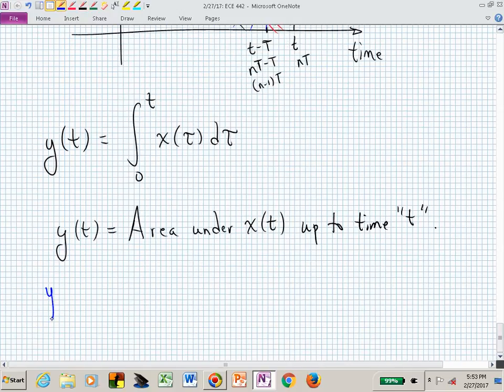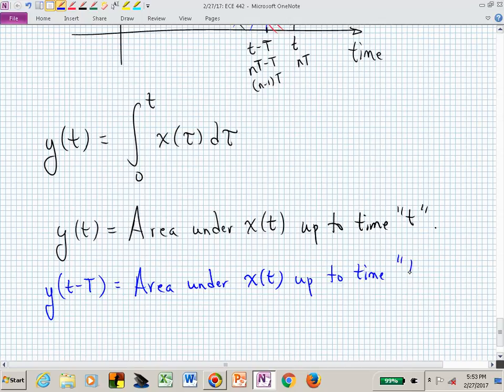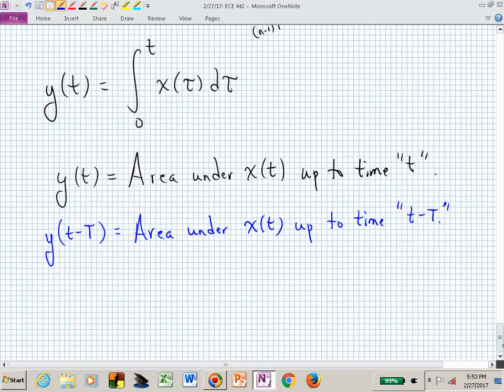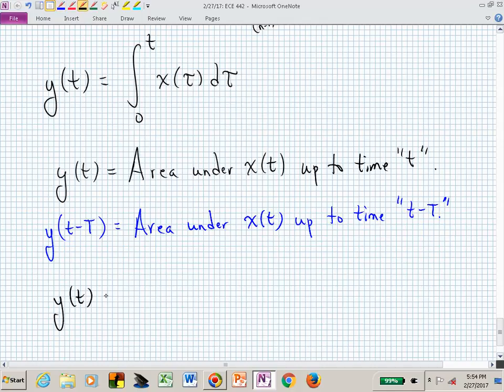Contrast that with y of little t minus capital T, and that's now the area under the x of t curve, except now it's only up to time little t minus capital T. And what we are going to do now is express y of t in terms of what the area was one time step before, plus an additional piece, which is the integral from t minus capital T to t of x of tau d tau.